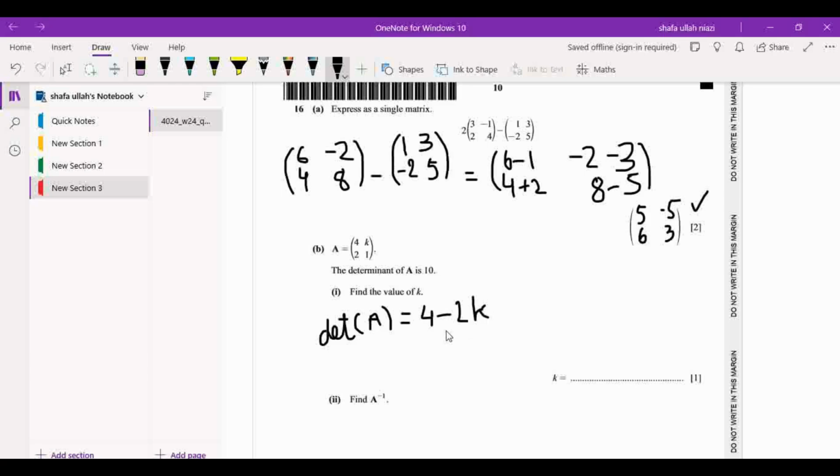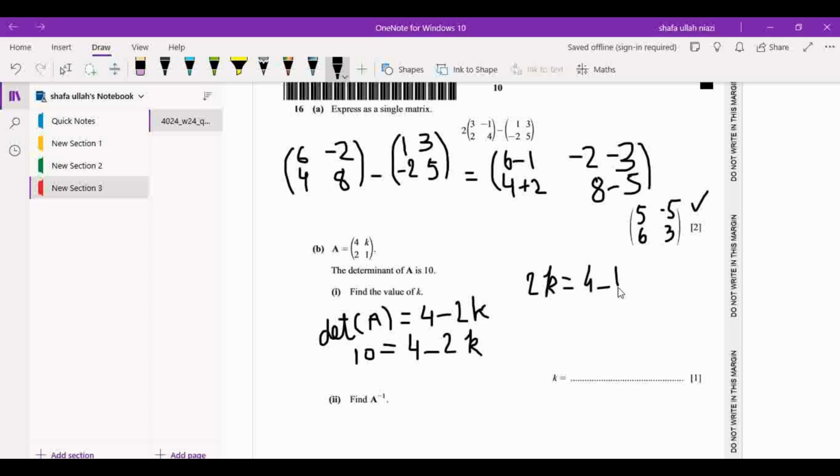It's given that this is equal to 10, so we write 10 instead of determinant. The value of determinant of A is 10, so put 10 here. 10 is equal to 4 minus 2k. Simplify it, rearrange it, shift this 2k here and take 10 to this side, then we get 2k is equal to 4 minus 10.